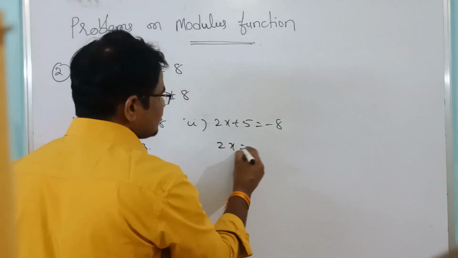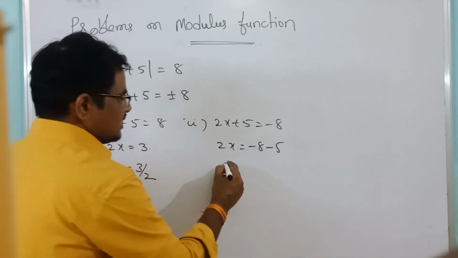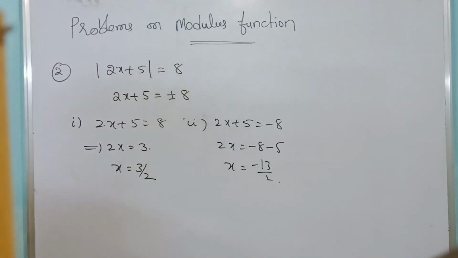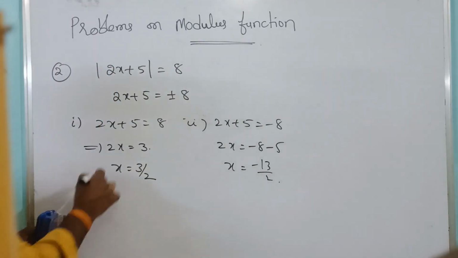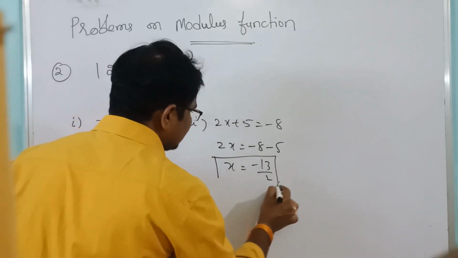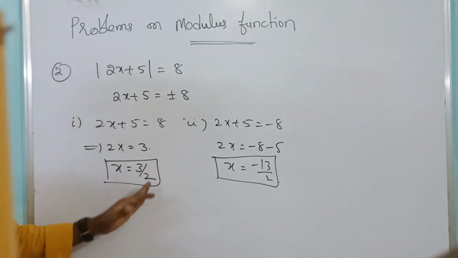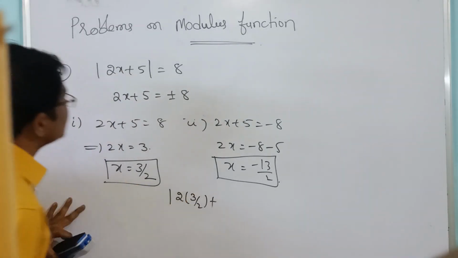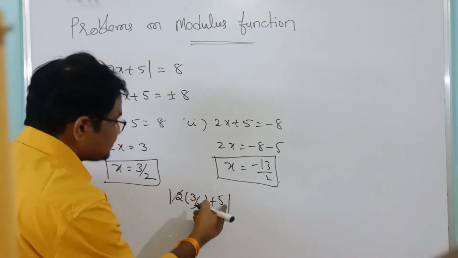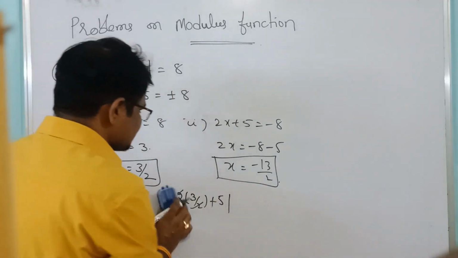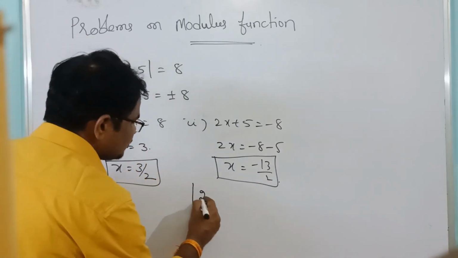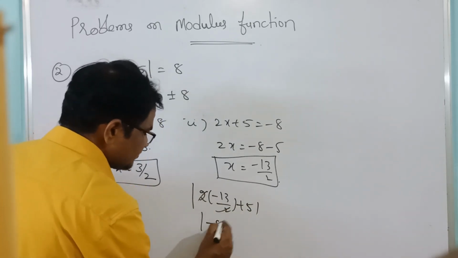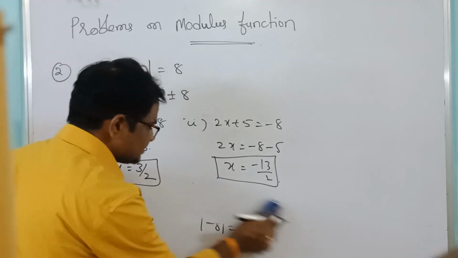Next, 2x equals minus 8 minus 5, so x equals minus 13 by 2. Now substitute these two. These are the two solutions of the given equation. Substitute x equal to 3 by 2: modulus of 2 into 3 by 2 plus 5, the 2s get cancelled, 3 plus 5 equals 8. Substitute the other also: modulus of 2 into minus 13 by 2 plus 5, the 2s get cancelled, modulus of minus 8 equals 8 only. Like this we will do.